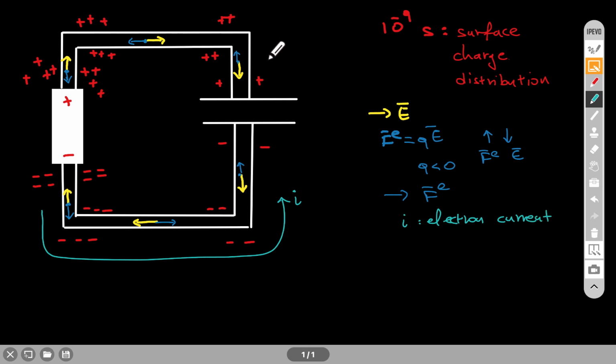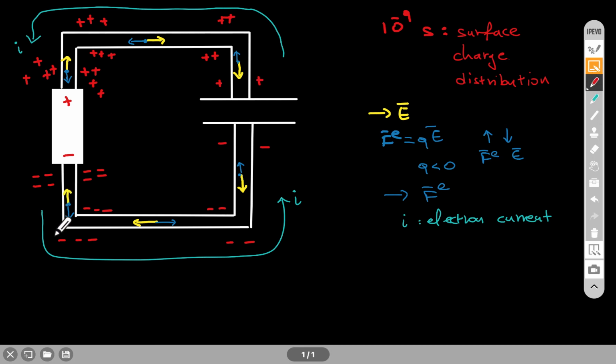Now, since I have some electrons moving this way, and I have the force on my electrons going counterclockwise, I know that the electrons are going to move that way as well. So this is also the electron current, lowercase i.